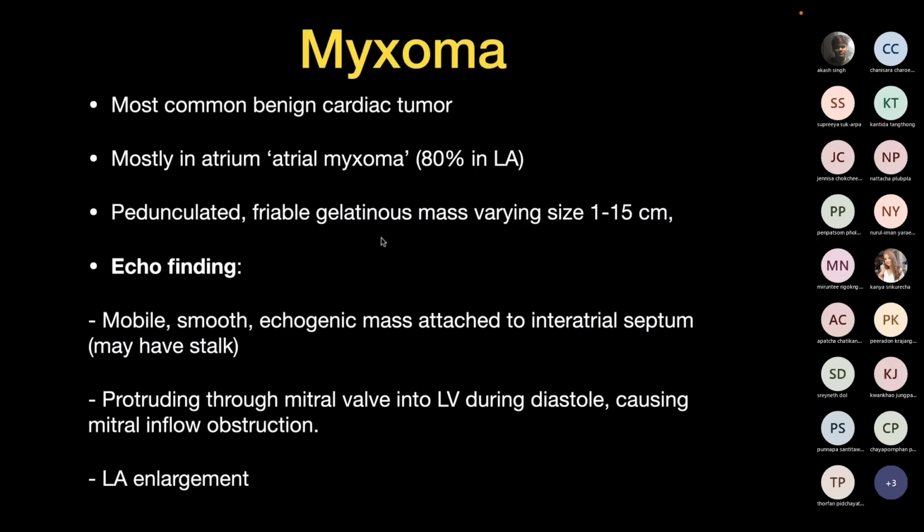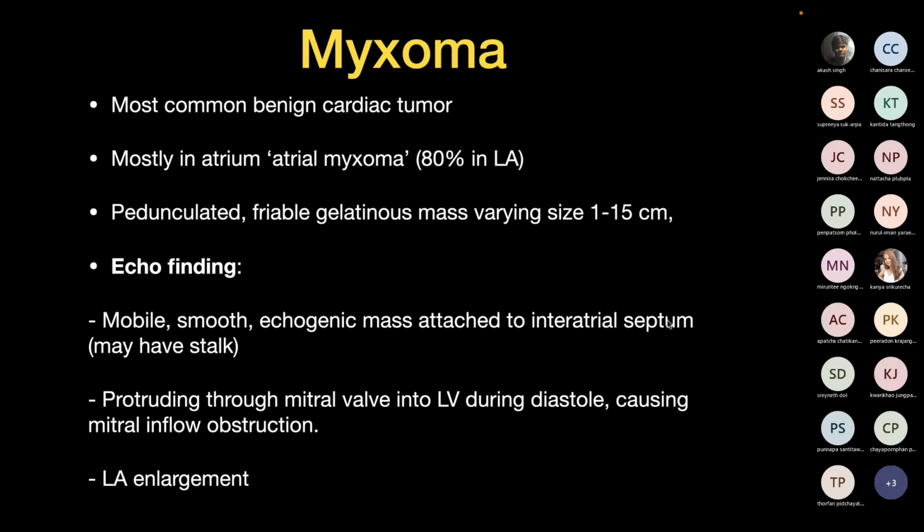So myxoma, being the most common one, is usually well-rounded, and it will look a bit gelatinous. So it will look solid, but it will look like there's some fluid inside there as well. The size can be from very small, like less than 1 centimeter, all the way to like 15 centimeters. On echo, we'll find an echogenic mass that is smooth and usually attached to the interatrial septum and may have a stalk attached to it as well.